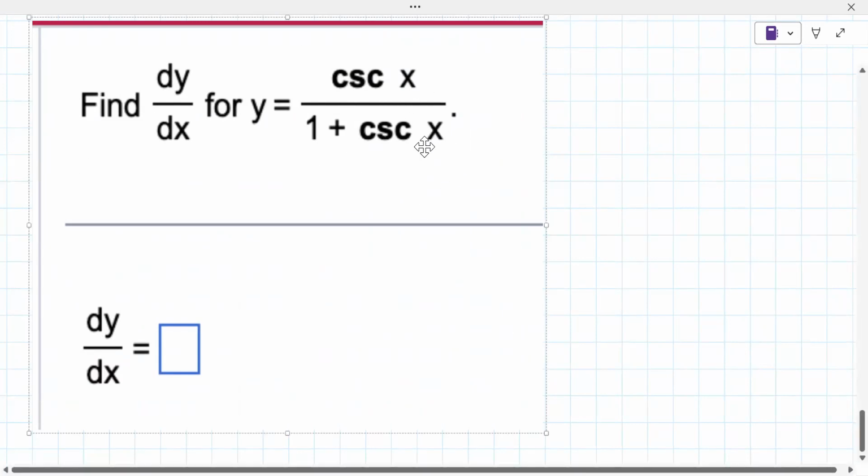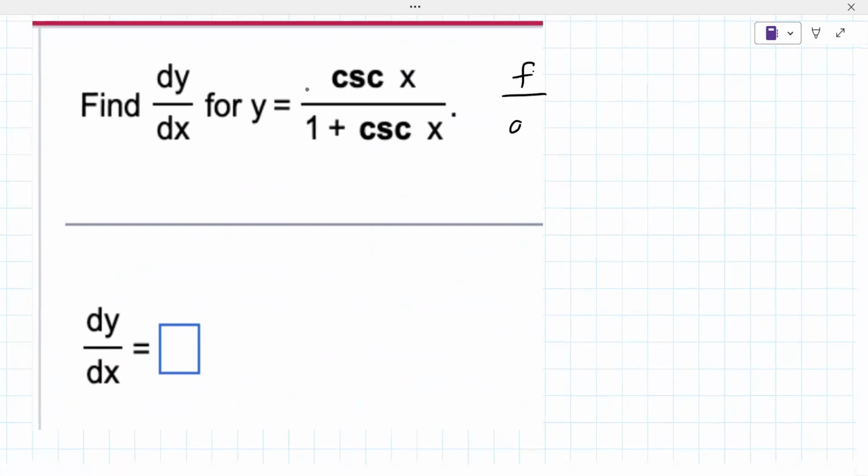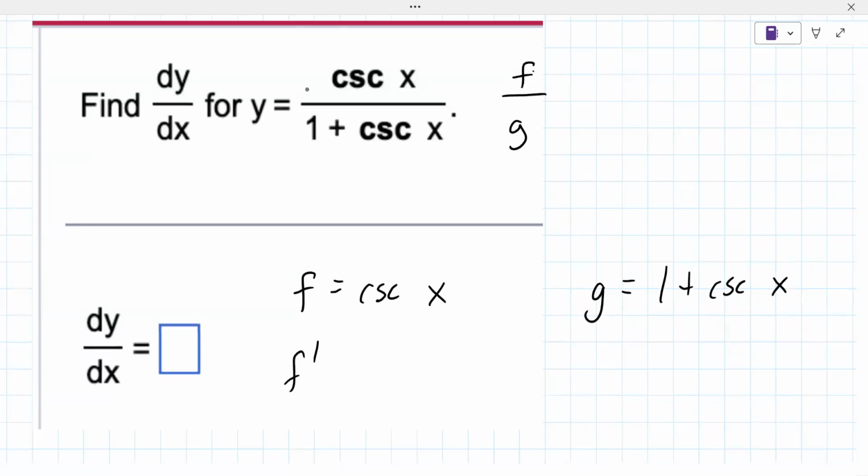So this is a quotient rule problem, an f over a g. So f equals cosecant x, g equals 1 plus cosecant x, like that. Will you do the derivative of each of these, please, for us? They're very similar.